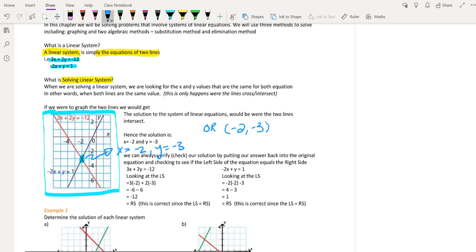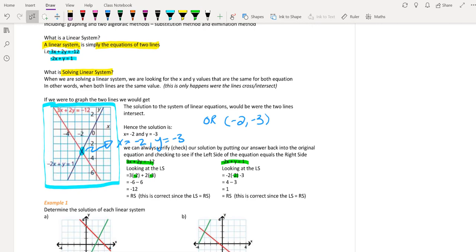Now you can always verify your answers by plugging your point back into the equation and seeing if the left-hand side ends up equal to the right-hand side. I'm not going to do that. I've written out the steps here on the sheet for you, and that's how you can verify. Just plug it in and see if the number on the left-hand side equals the number on the right-hand side.